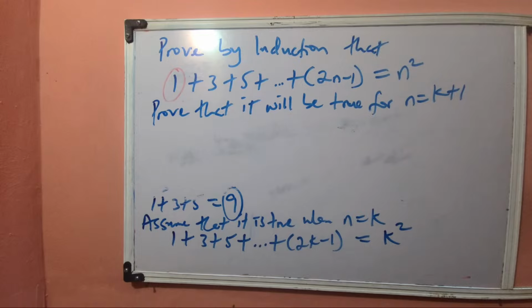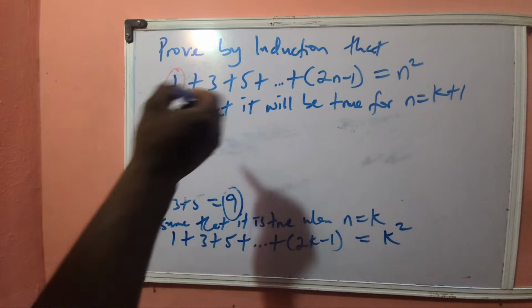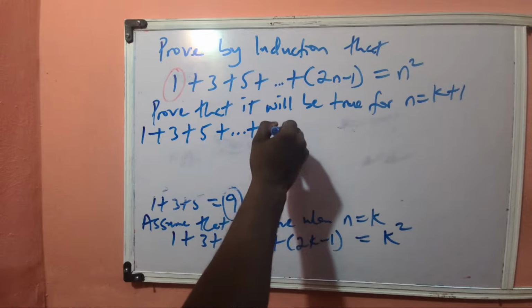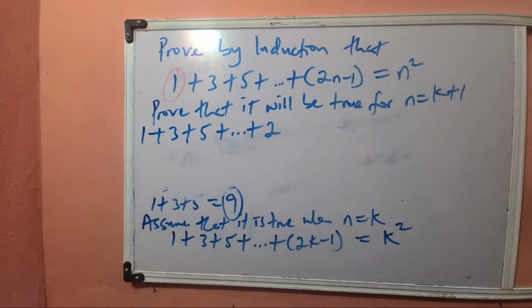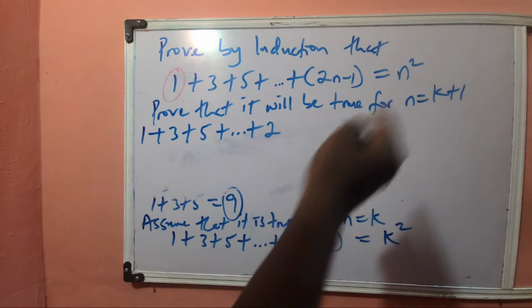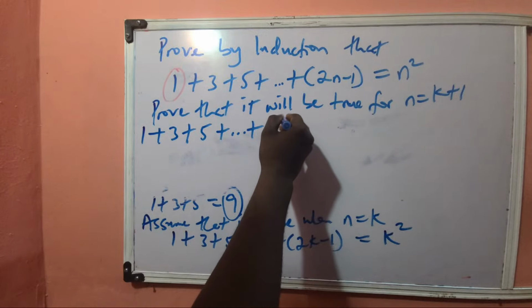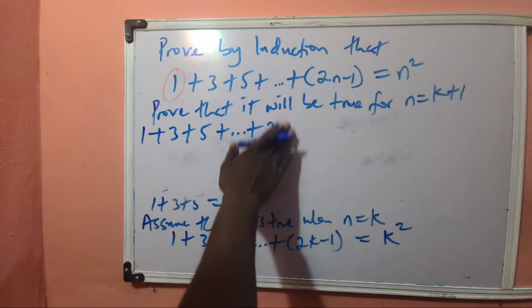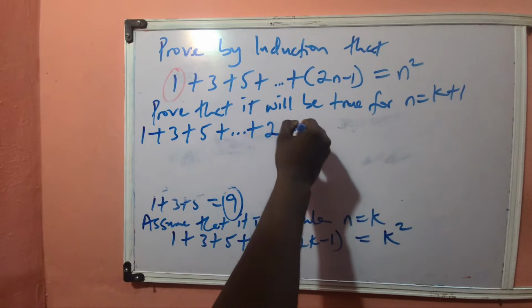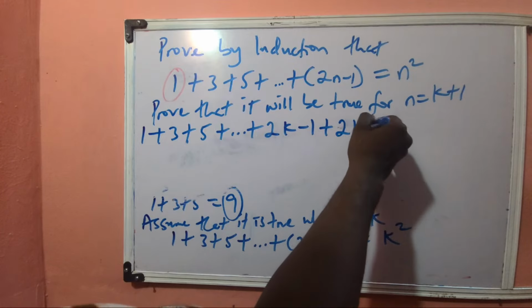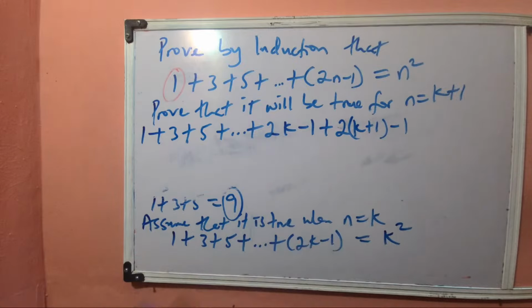So what do we have to do? If it is true for k plus 1, this is what it means. Pay attention now. 1 plus 3 plus 5 plus dot dot dot plus. Before you go to k plus 1, don't forget you will have to get to k, because k comes before k plus 1. K is the step before k plus 1. So you have to write for the k step, that will be 2k minus 1, then plus the next one, which will now be for k plus 1. You can see the way I wrote it. This is how you do it. You don't skip any step, so you would always get your answer.